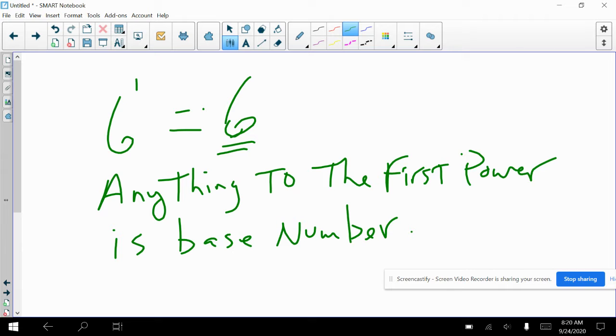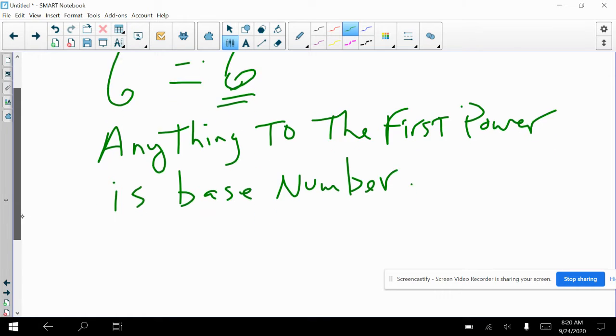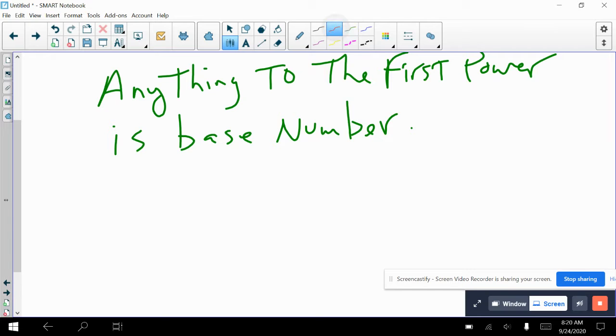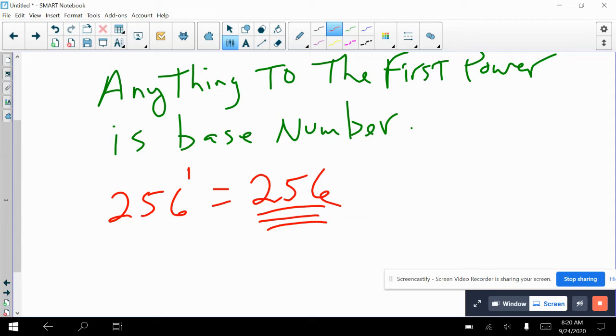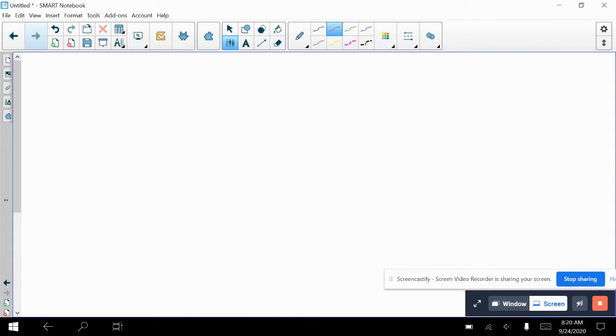So don't get confused. Meaning, if they throw something out there like 256 to the first power, what is it? 256, right? Okay. Pretty easy stuff. So far, so good. Next one.